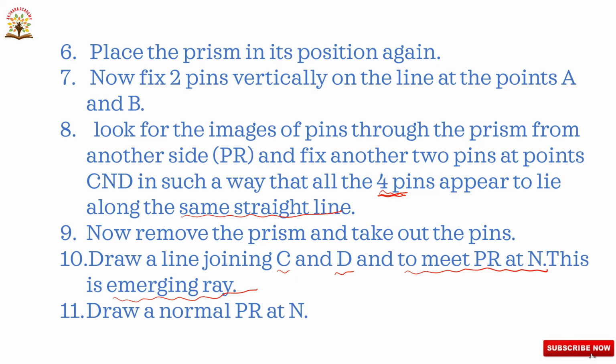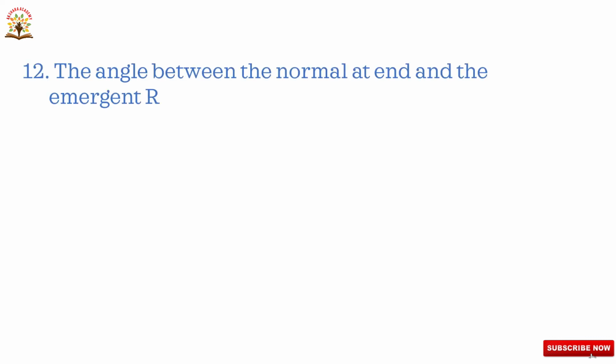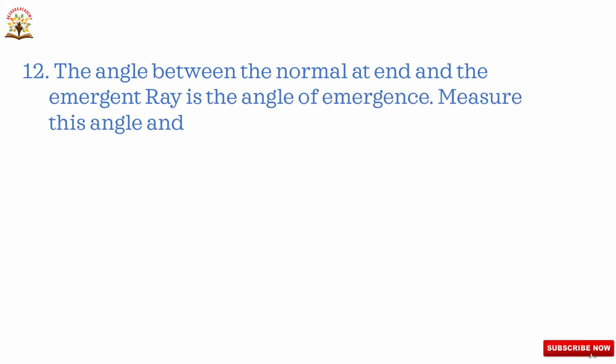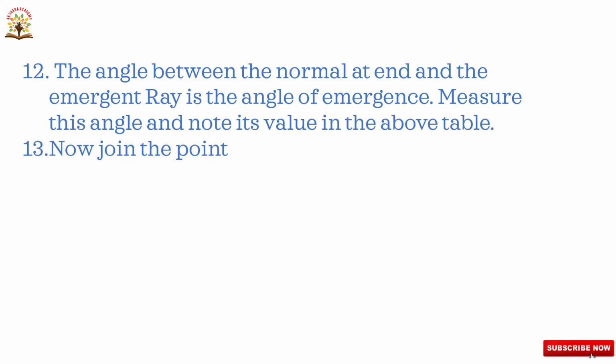Draw a normal PR at N. Now we are drawing the normal PR at point N. Next, the angle between the normal at N and the emergent ray is the angle of emergence. Measure this angle and note its value in the above table.